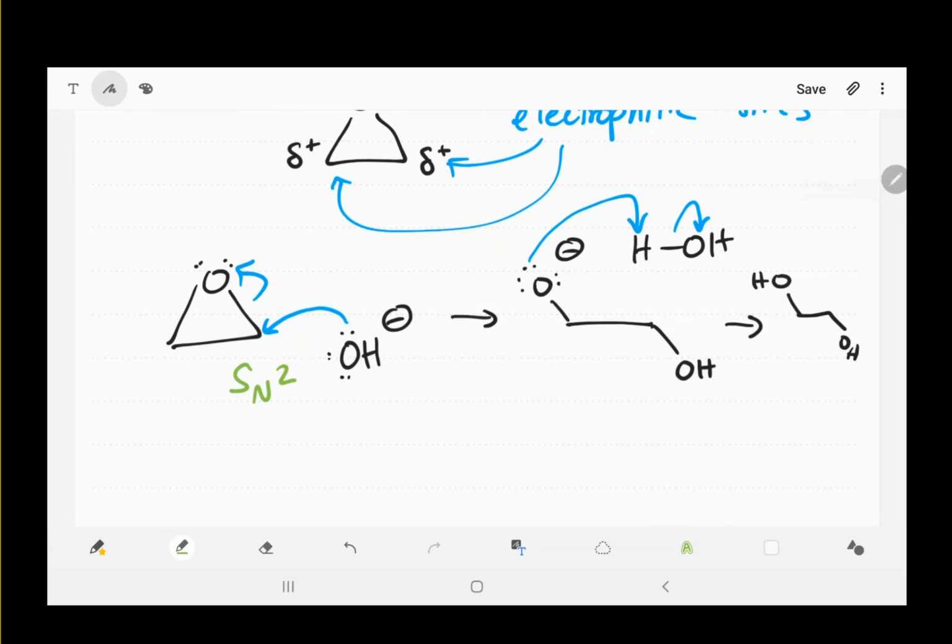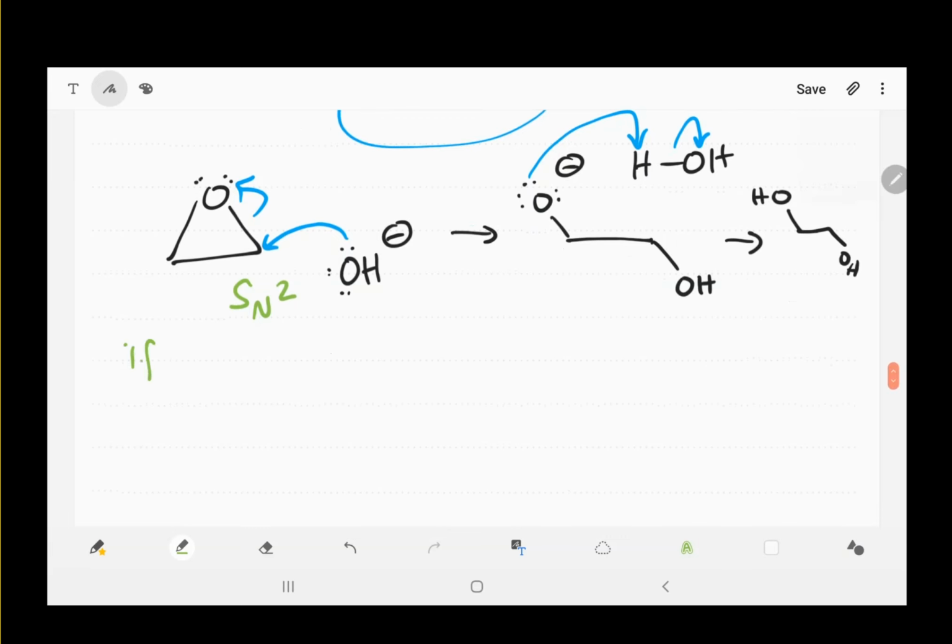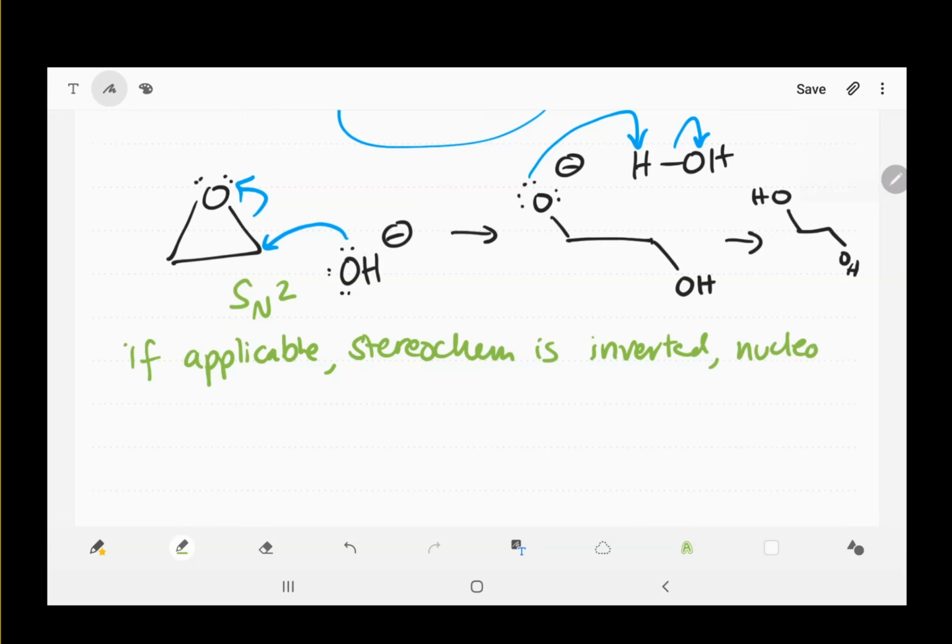That seems to be all we're talking about. You thought you were done with substitution reactions. You're not. So, if applicable, the stereochem is inverted, and your nucleophile and epoxide oxygen, they're going to be trans to each other.